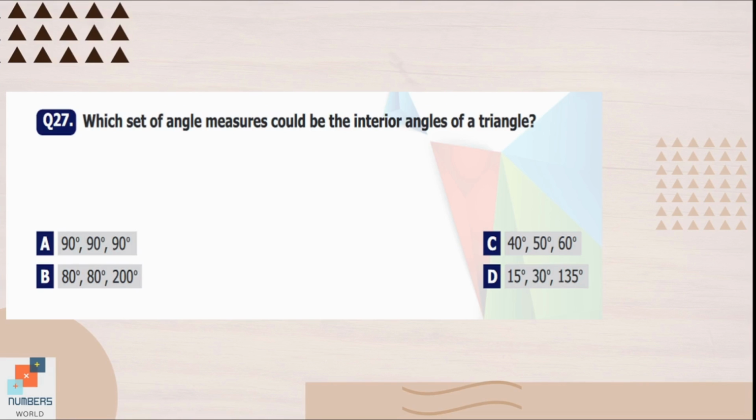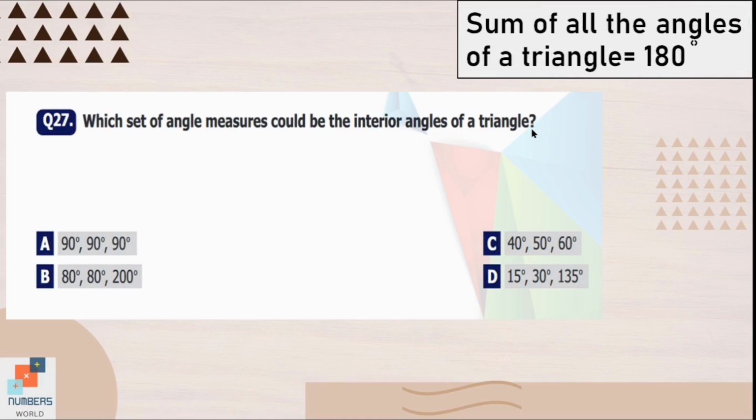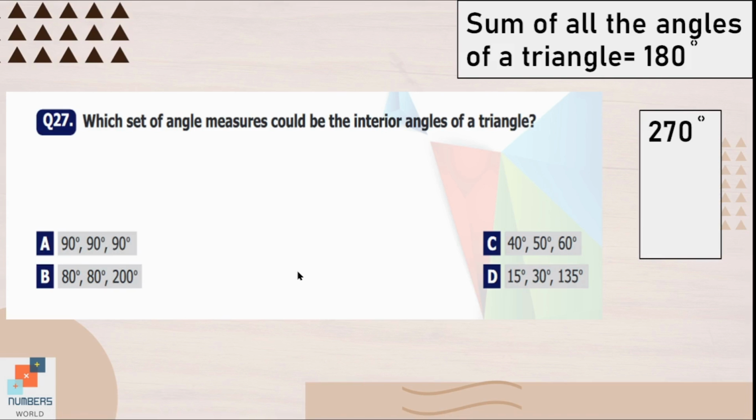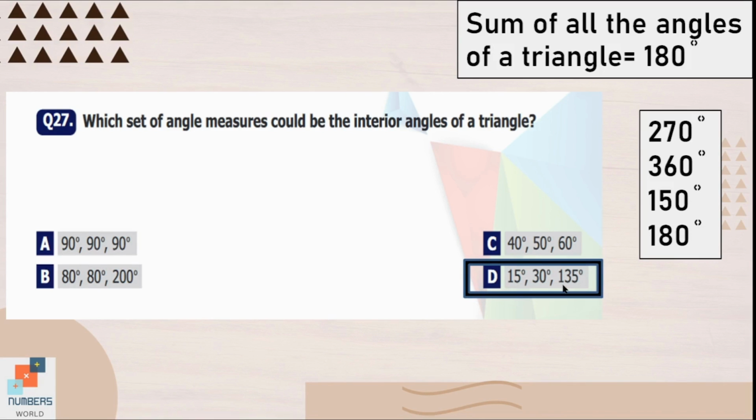Question number 27. Which set of angle measures could be the interior angles of a triangle? So we know that sum of all the angles of a triangle is equal to 180 degrees. So we simply need to add the numbers given in all the options one by one to check which option is making 180 degrees. So let's see option A, the sum of the values is equal to 270 degrees, which is not correct. In option B, 80 plus 200 is equal to 360 degrees. In option C, the total is 150 degrees. And in option D, 15 plus 30 plus 135 is equal to 180 degrees. So option D is the correct option here.